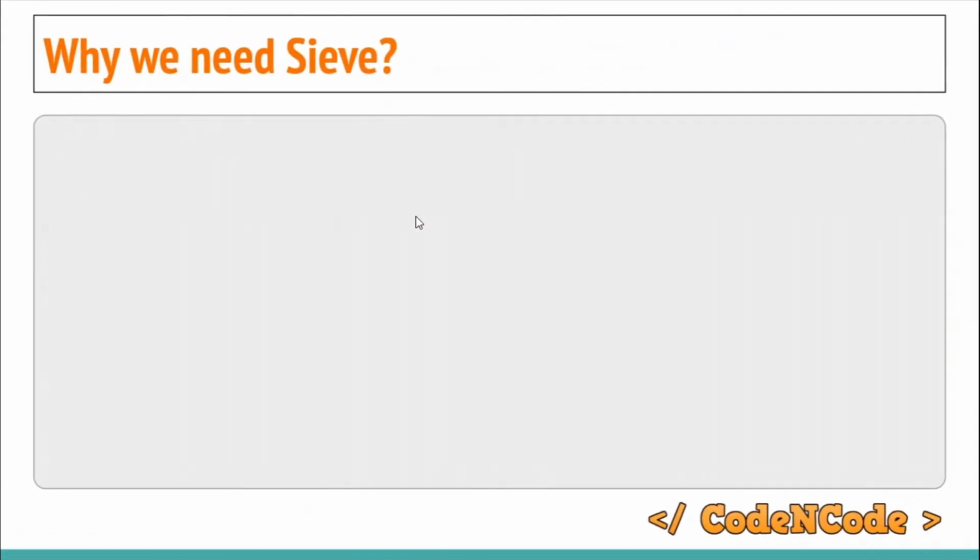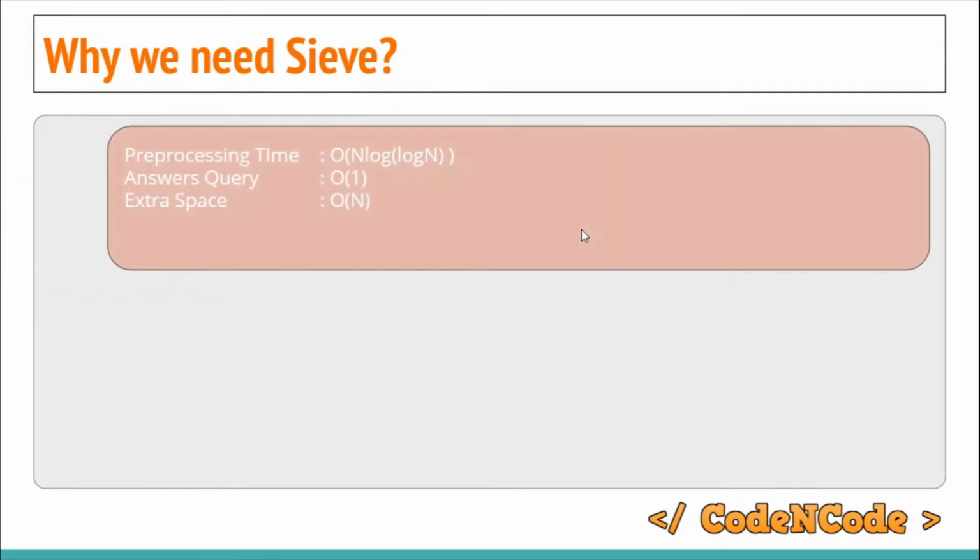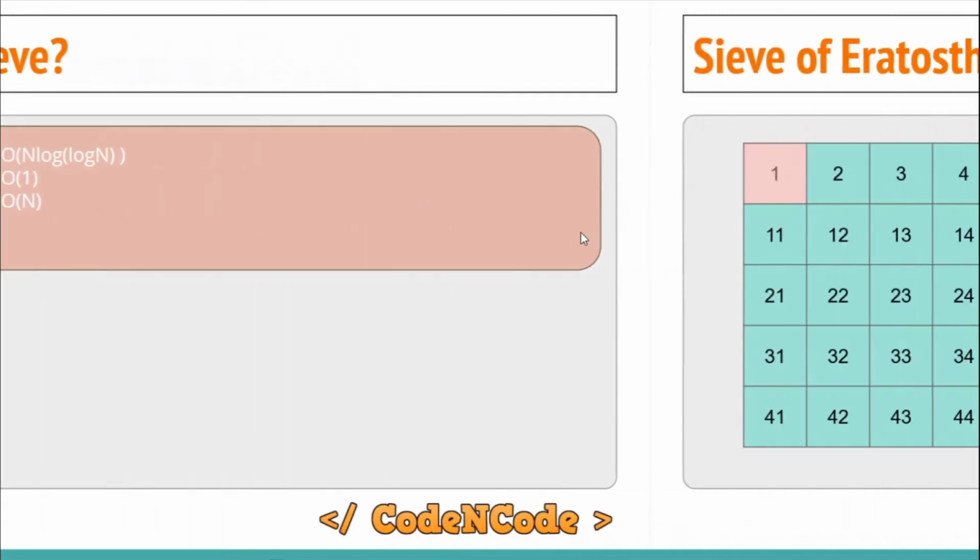So what we can do is simply apply Sieve, which can generate all the prime numbers in the range of 1 to n in n log n time, and then we can answer each query in constant time, and it requires extra space of n. So let's see what Sieve is.